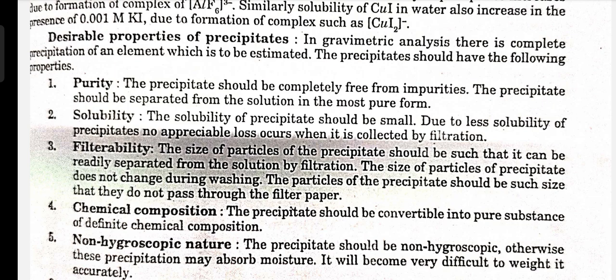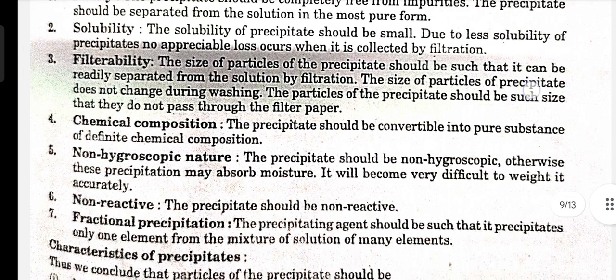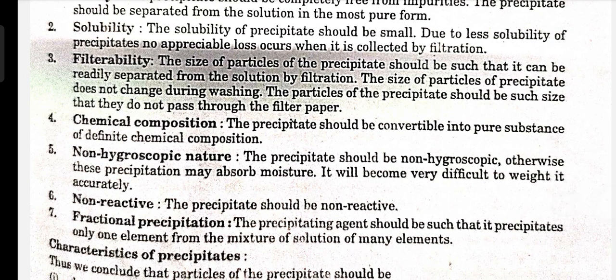Number 3, filterability. The size of particles of the precipitate should be such that it can be readily separated from the solution by filtration. The size of particles of the precipitate does not change during washing. The particles of the precipitate should be of such size that they do not pass through the filter paper. Number 4, chemical composition. The precipitate should be convertible into a pure substance of definite chemical composition.